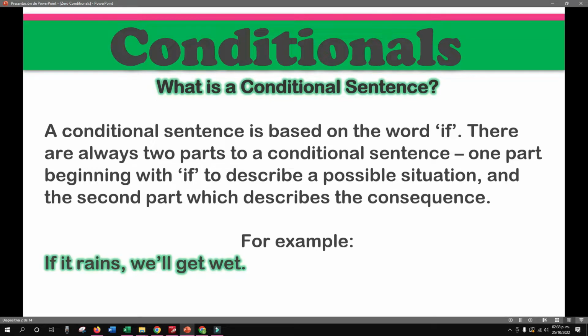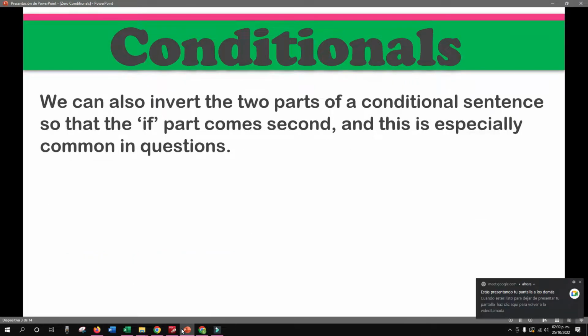For example, if it rains, we'll get wet, right? If you notice here, the first one, that is if, right? Then you need to write down the subject, a verb, and a comma. When you start with if, right? You need to write down that comma, and then you need to write down the consequence of the other sentence, right? We can also invert the 2 parts of a conditional sentence so that the if part comes second, and this is especially common in questions.